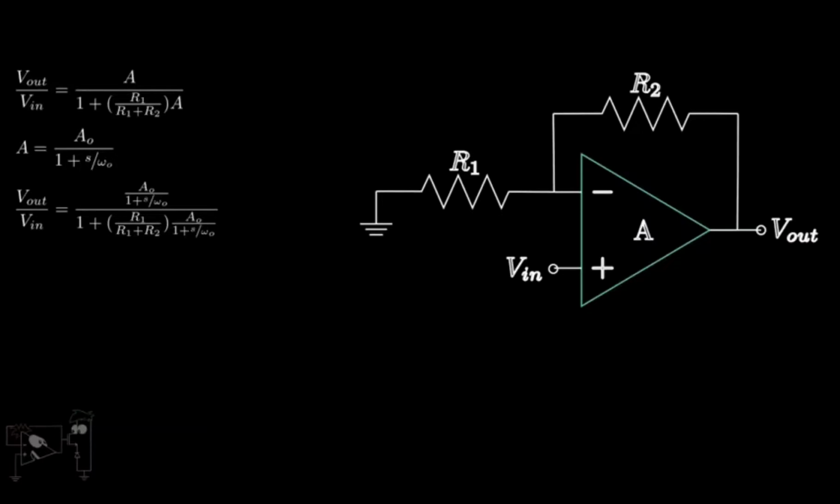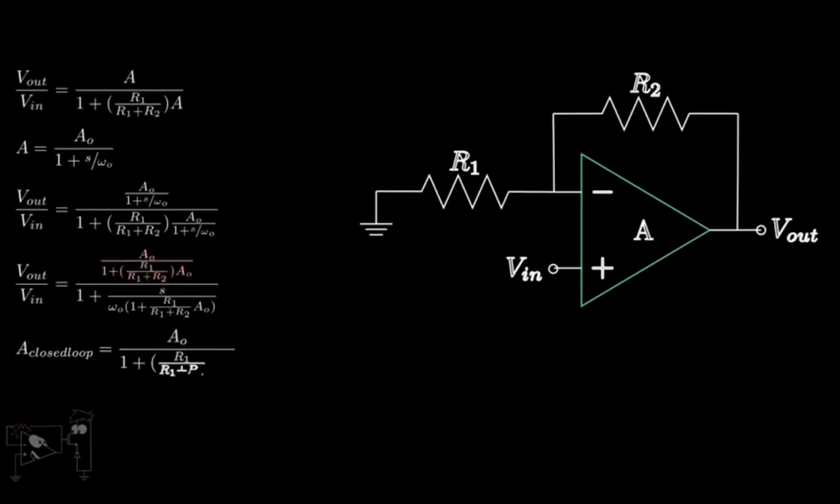Multiplying the numerator and denominator by 1 plus s by omega naught, and rearranging a bit, we get this. This is a first-order system with the pole at omega naught into (1 plus (1 upon R1 plus R2) into A naught). The DC gain is now A naught upon (1 plus (1 upon R1 plus R2) into A naught). Hence, the closed-loop gain is significantly smaller than the open-loop gain, while the closed-loop pole is much larger than the open-loop pole. Hence, we have a trade-off between gain and bandwidth. If we wish to increase one, we must reduce the other.